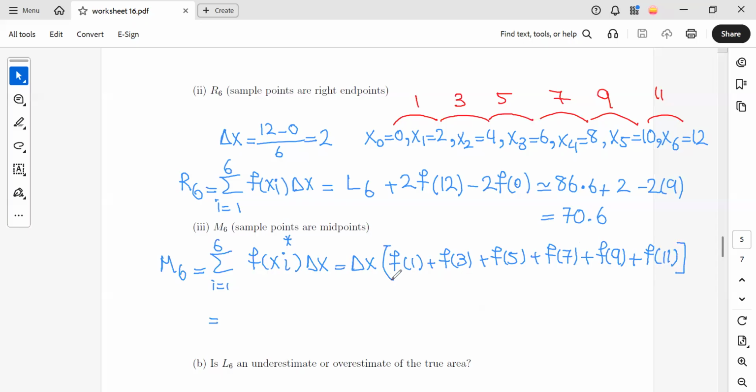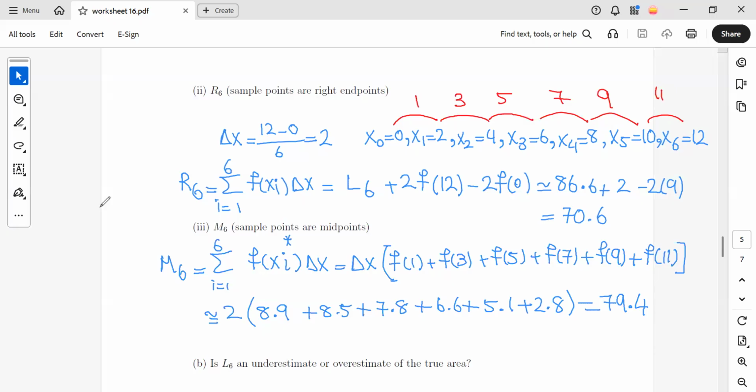Again, using the graph on the previous page, we would find the amounts of these functions, where delta x is 2 times the values, which are approximately, you may use them somehow different, 7.8, 6.6, 5.1, and 2.8, and then using a calculator, we would have 79.4. So this is exactly between 70.6, R sub 6, and 86.6, which was L sub 6.